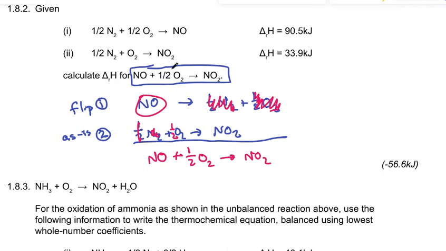So the point of doing all this is we want to find the delta H for this reaction. And if we flipped reaction 1, that means we flipped this delta H, so it becomes negative 90.5. If we kept reaction 2 unchanged, that means we keep this delta H unchanged. It's still 33.9 positive. And when we add two reactions, we add their delta H's. And if you add those together, you should find you get negative 56.6 for the delta H. And the unit for that, as usual, will be kilojoules.